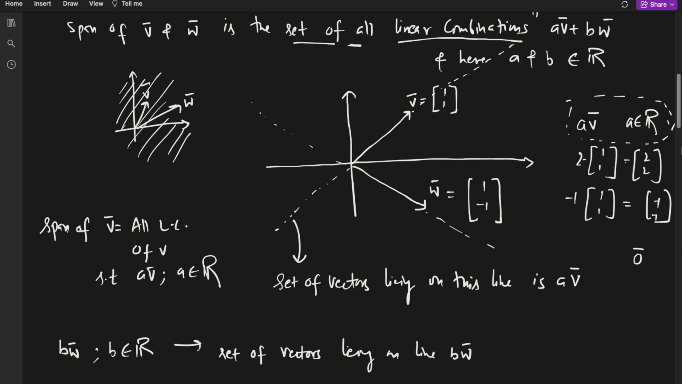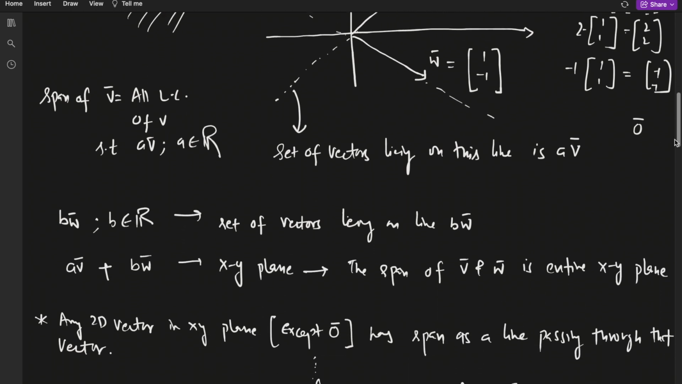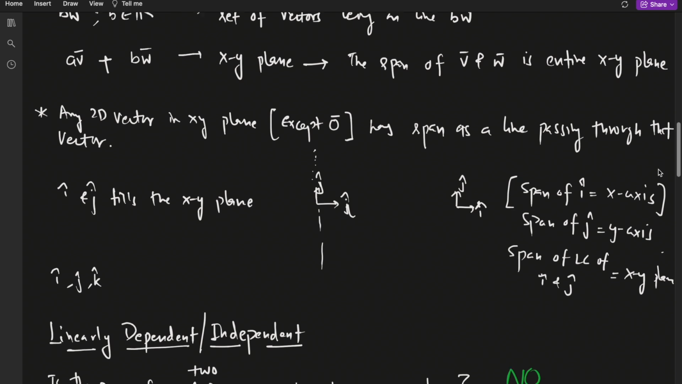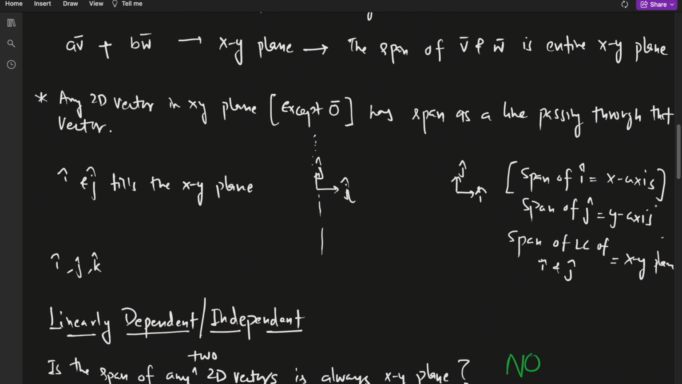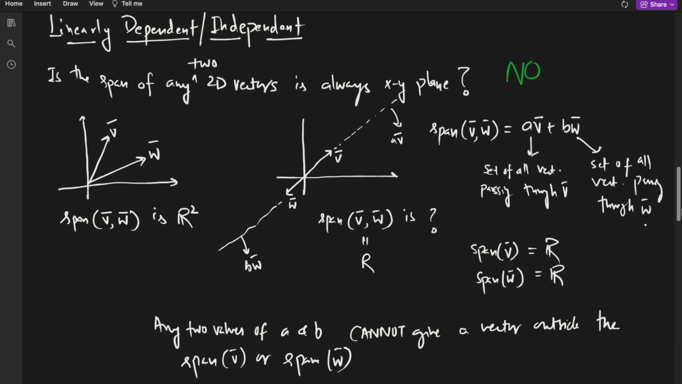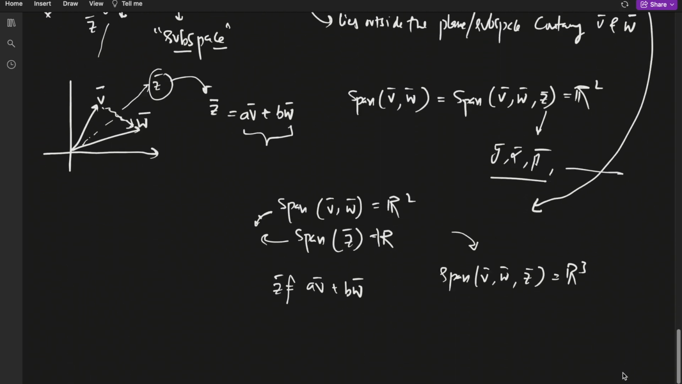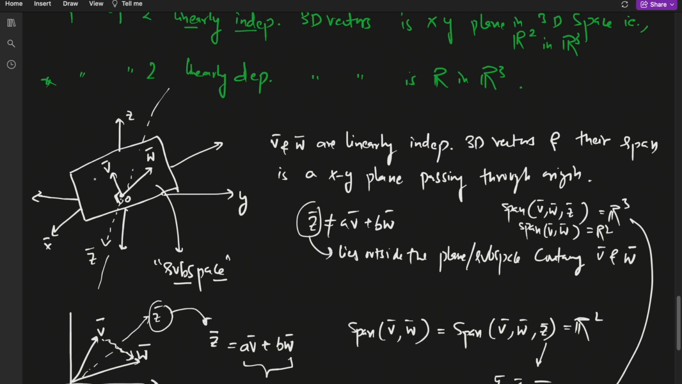I mentioned that the span of v is r, the span of w is r, and then the span of v and w is r square, right? Here the span of i hat is x axis, the span of j hat is y axis, and the span of linear combination of i hat and j hat is xy plane. All right. So similarly, because the vector z is lying outside the plane containing v and w, that means it's not a linear combination of v and w.